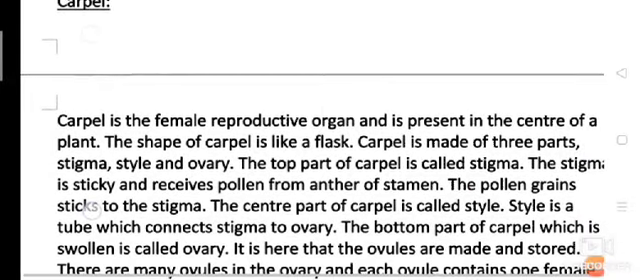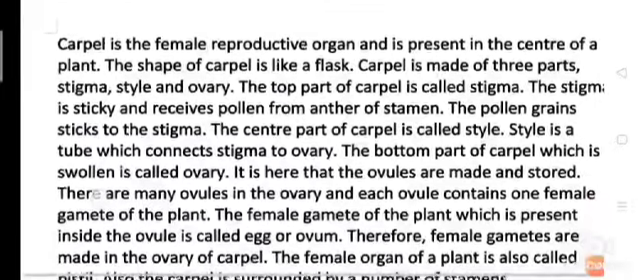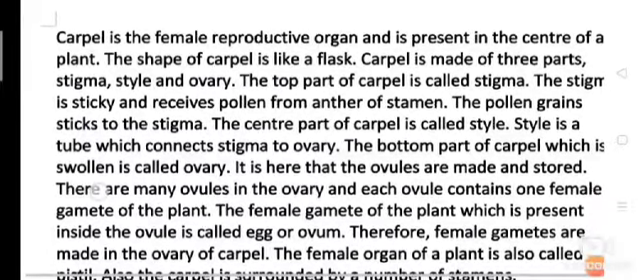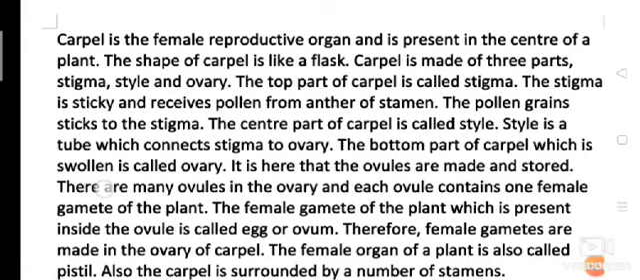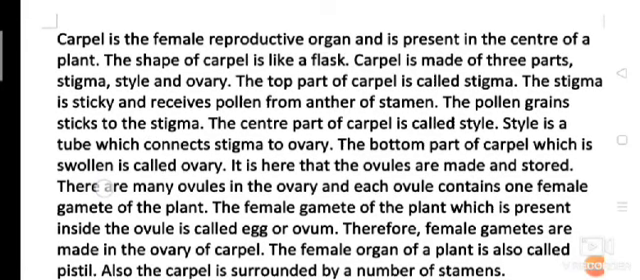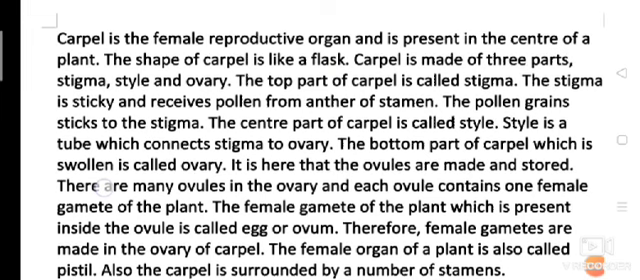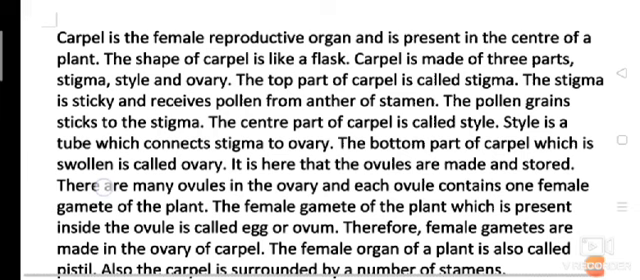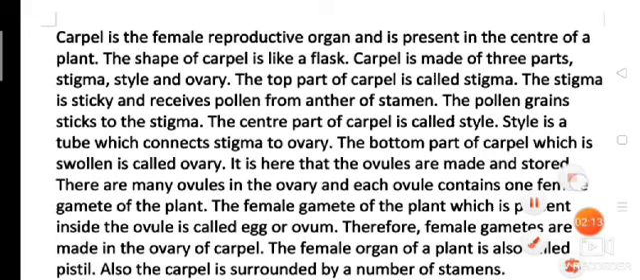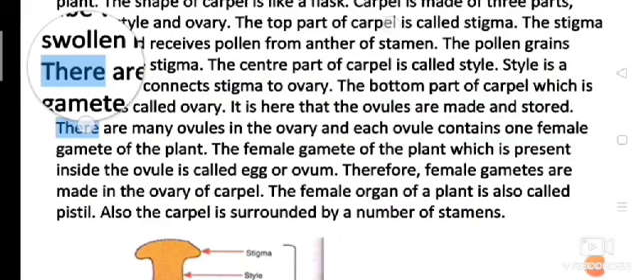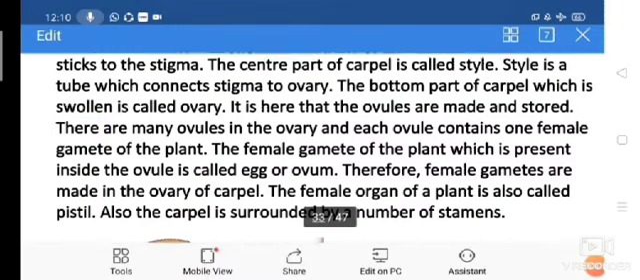Carpel. The carpel is the female reproductive organ and is present in the center of the flower. The shape of the carpel is like a flask. The carpel is made of three parts: stigma, style, and ovary. The top part of the carpel is called the stigma.